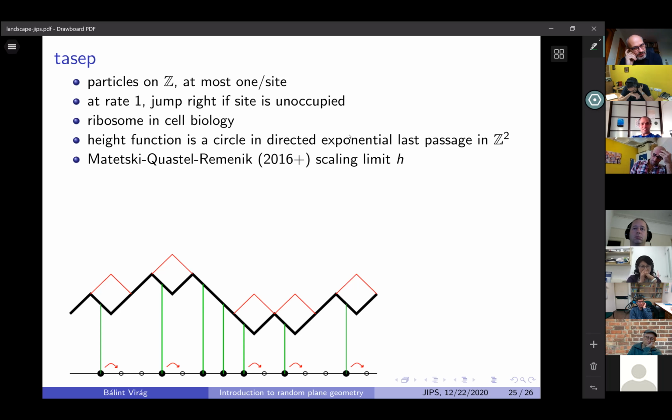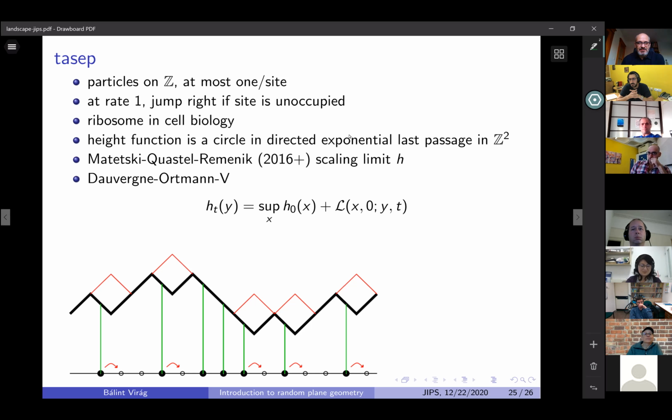And it turns out that the height function of the TASEP, which I drew here, is basically the integrated one: if you put zeros and ones according to the particles and holes and integrate, you get this kind of height function. And this height function turns out to be exactly a circle in a certain geometry. And the geometry is directed exponential last passage in that square. Okay, so it's a boundary of a ball.